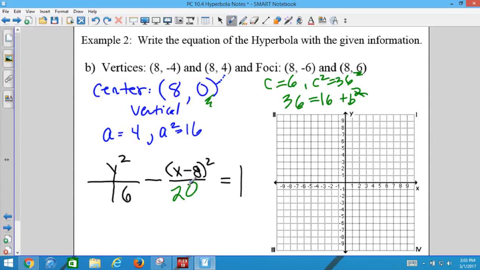Yes. How do you know when to flip the order of the numerators? Oh, when y comes first? Yeah. When you look at the vertices, which variable is changing? That's the one that comes first. Same thing with the foci. Which variable is changing? That's the one that comes first.